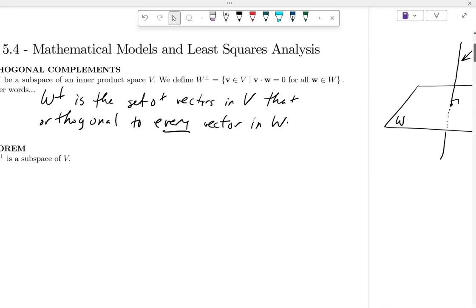The dimension idea is a consequence of this. I'm not too worried about the dimension part. We'll see in a second why the dimension piece is what it is, but I'm not as worried about it.